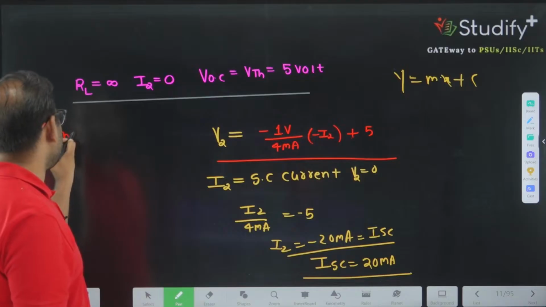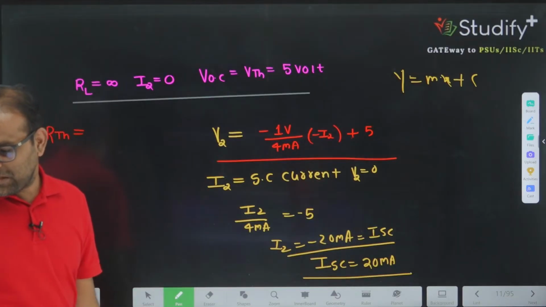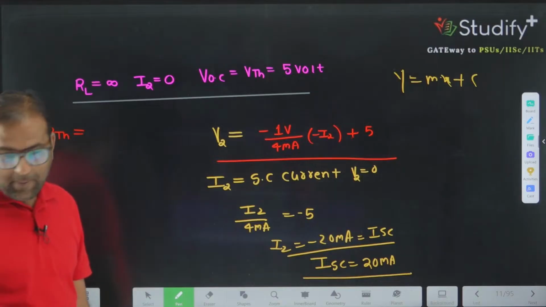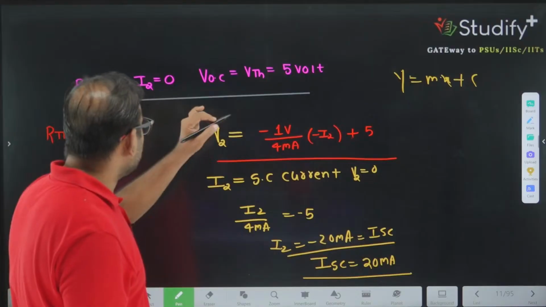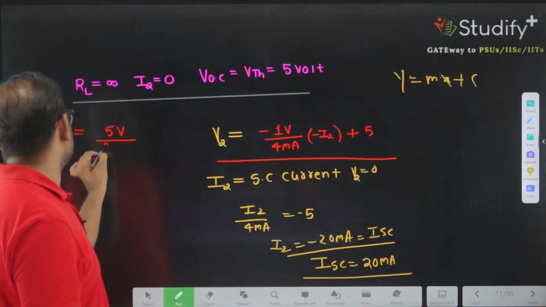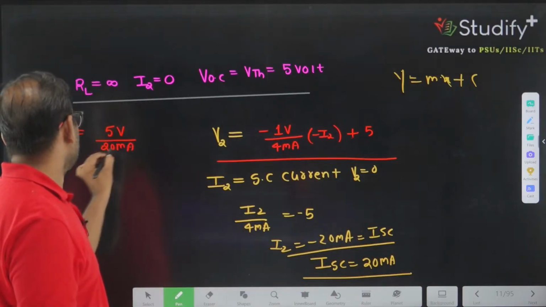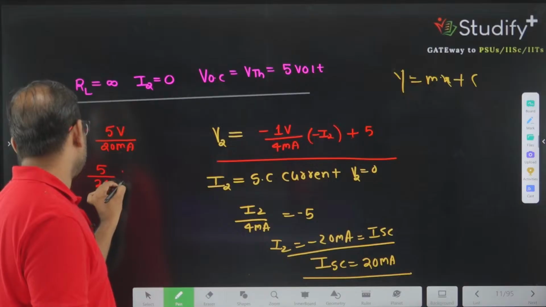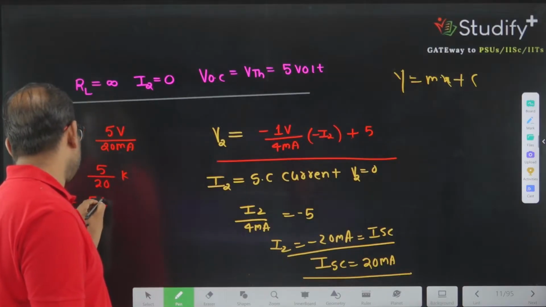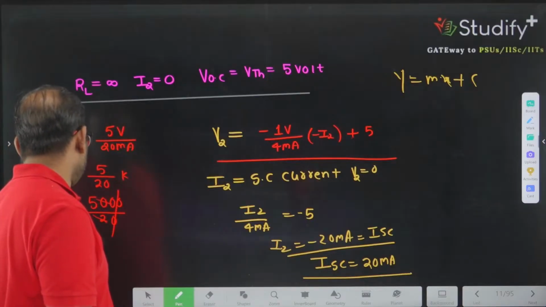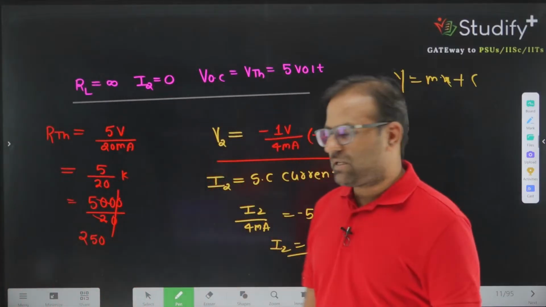So RTH for the network is given by what? What is the open circuit voltage we are having? The open circuit voltage we are having is 5 volt. And what is the short circuit current? 20 milliampere. So this value will be what? 5 divided by 20 kilo, 5000 divided by 20. This value is 250 ohm. Now we know the VTH and RTH, now we can calculate anything.